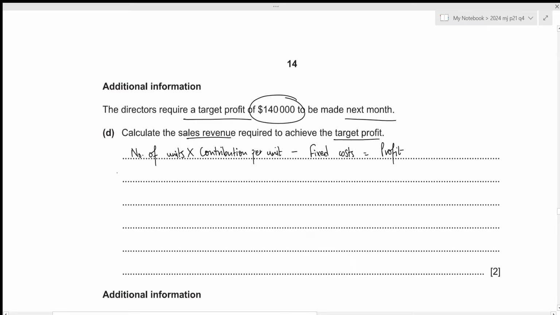So let us first derive the formula to get the number of units when we have been given the target profit. So that is just going to be the target profit. We bring this fixed cost to the other side, so that will be plus fixed costs. And we bring the contribution per unit to the other side, which will go as the denominator.